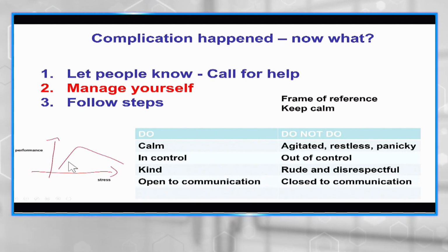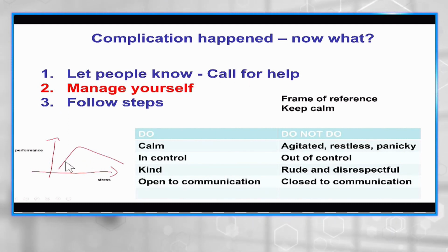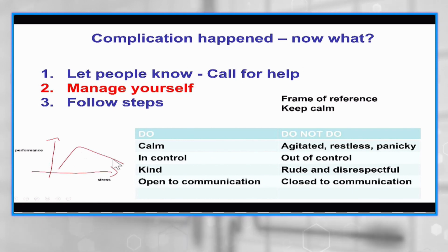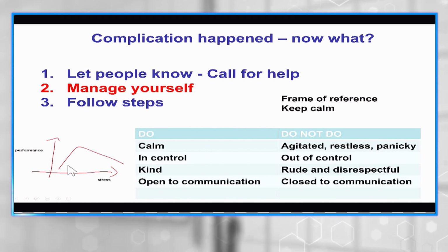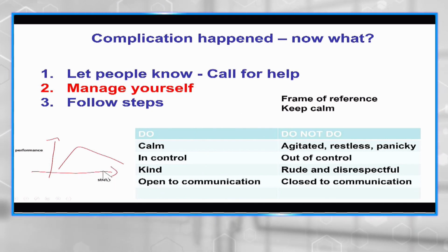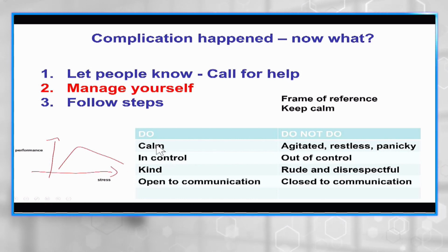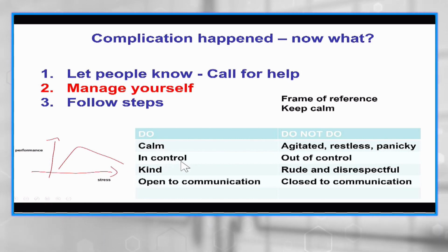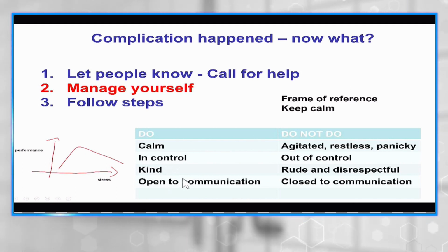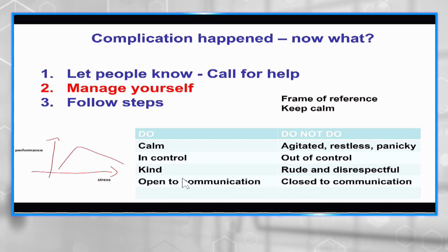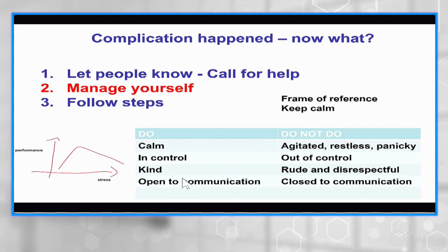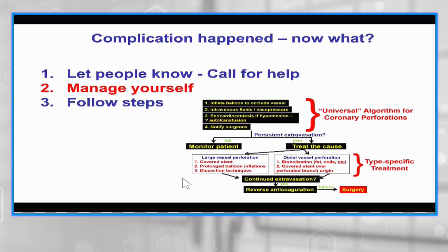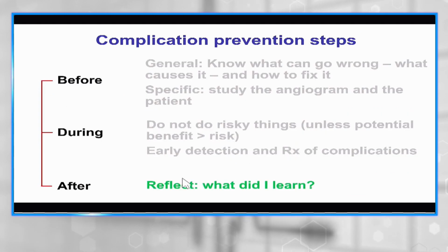Also, it is important to manage our stress level. Being panicky and disorganized will make the whole team go out of control. Stress is good up to a certain level, but if the stress is too much, then performance suffers. So it is important to be calm, in control of the situation, kind to the team, and open to communication, because often people will see more things than the operator can appreciate. Manage yourself and also follow the steps, follow the algorithm, such as the perforation algorithm that we discussed before.